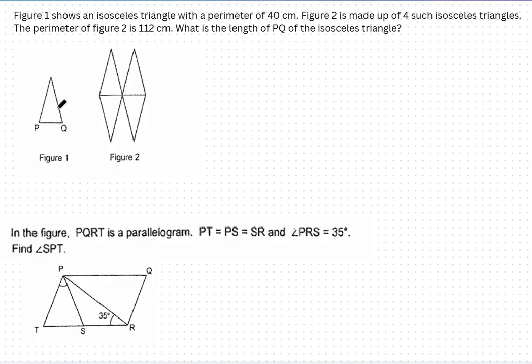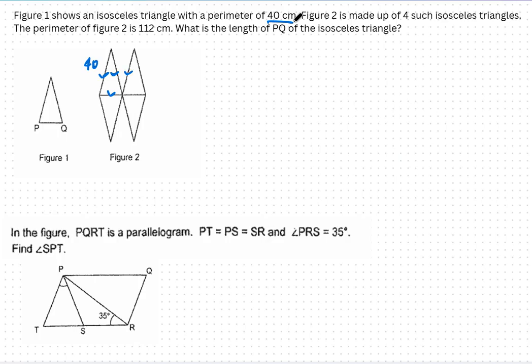First, let's look at what is given. This side plus this side plus this side, all of them together, is given to be 40 centimeters. Now let's apply that to the second figure. This side plus this side plus this side, these three together, is 40.